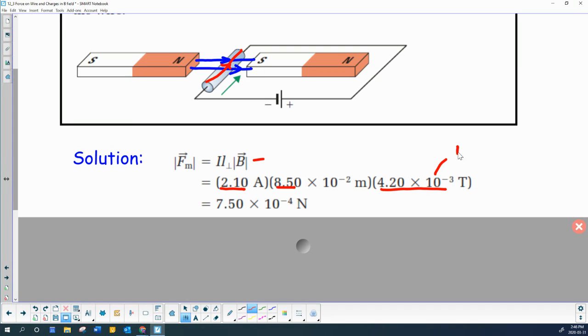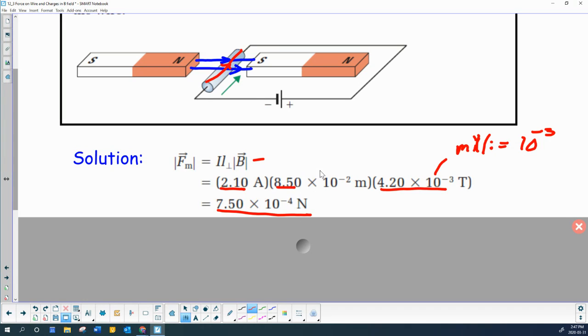Remember, a milli is equal to 10 to the minus 3. So literally when you take milli out, you put 10 to the minus 3 back in, you put it into your calculator, we get 7.5 times 10 to the minus 4 newtons.